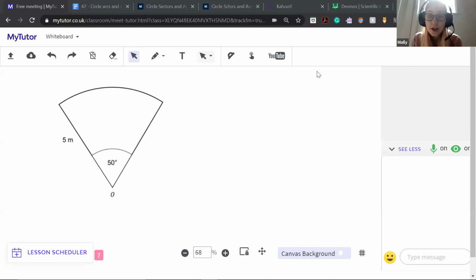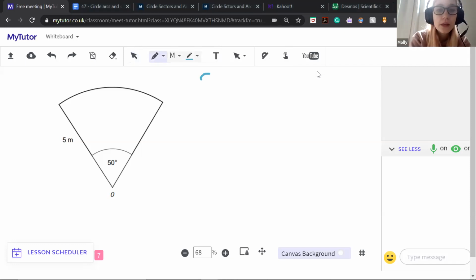Now, there are 360 degrees in a circle, right? And this sector is 50 of them. So this sector is 50 over 360, that's the fraction that it is of the whole circle. So if we multiply the area or the circumference by that, we'll get the sector and arc, respectively.